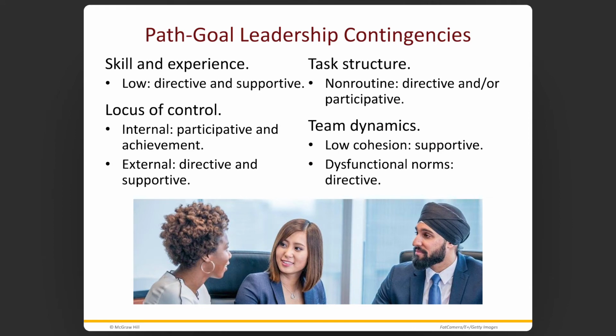There are path goal leadership contingencies. Look at the skill and experience. Well, with low skills and experience, you're going to use the directive and more supportive leadership style. What about skilled and experienced employees? You will avoid the more directive leadership style and allow these individuals to work more independently. There's the notion of locus of control. When the locus of control is internal, you prefer participative and achievement oriented leadership. When it's external, you're more satisfied with directive and supportive leadership.